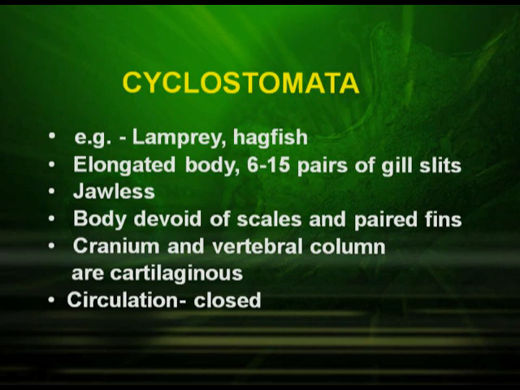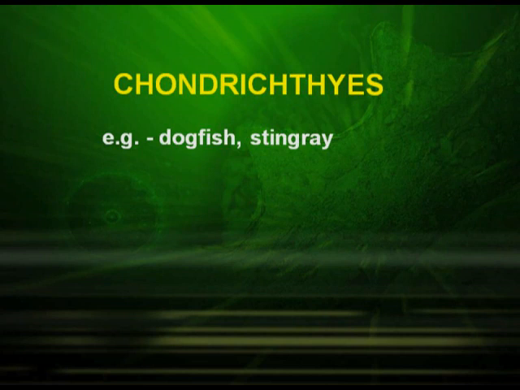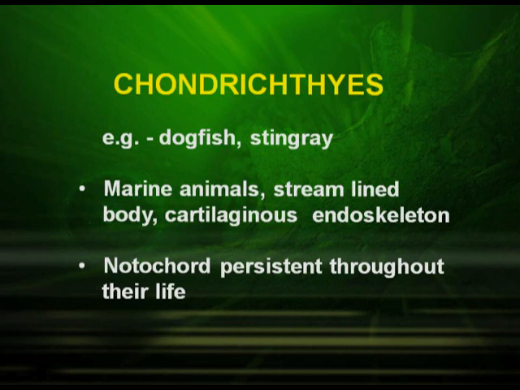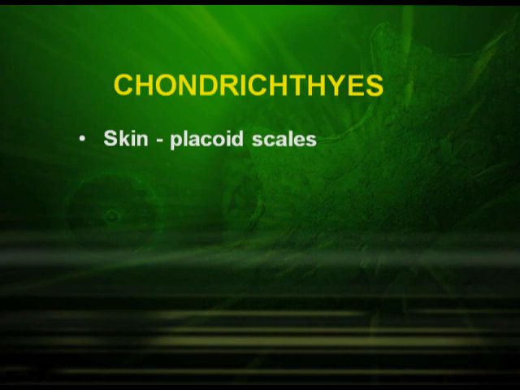Chondrichthys. Dogfish and stingray, they come under Chondrichthys. They are marine animals with a streamlined body and cartilaginous endoskeleton. The notochord is persistent throughout their life. The skin is made up of placoid scales and they have a very powerful jaw.